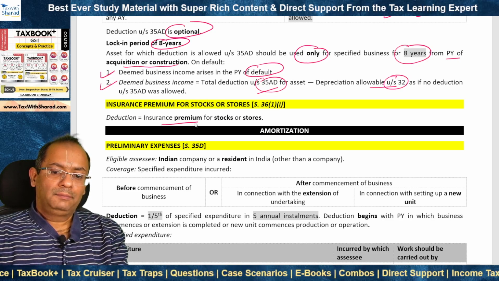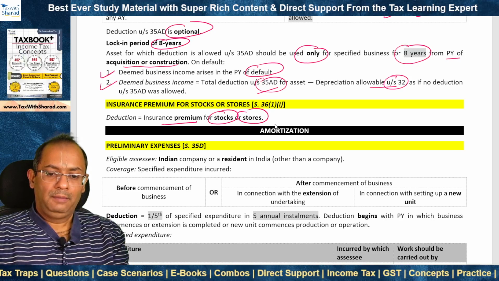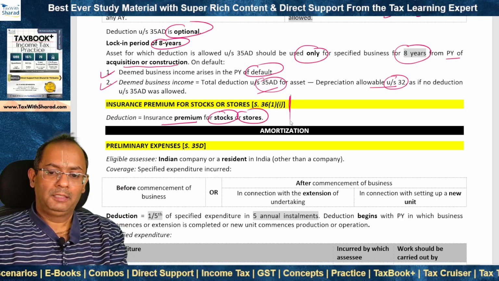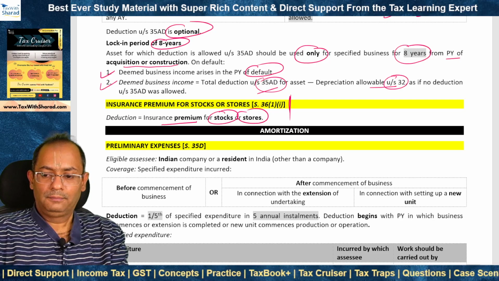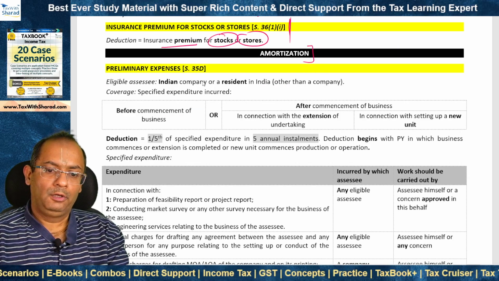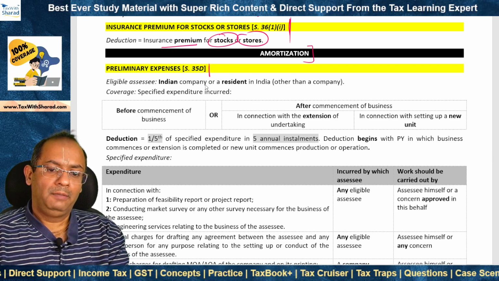Insurance premium which is paid for stocks or stores is not covered under sections 30 and 31 that we discussed some time back, but it is covered under 36(1)(i), and this is also deductible. There are specific provisions made for amortization of certain category of expenses. Section 35D deals with preliminary expenses.